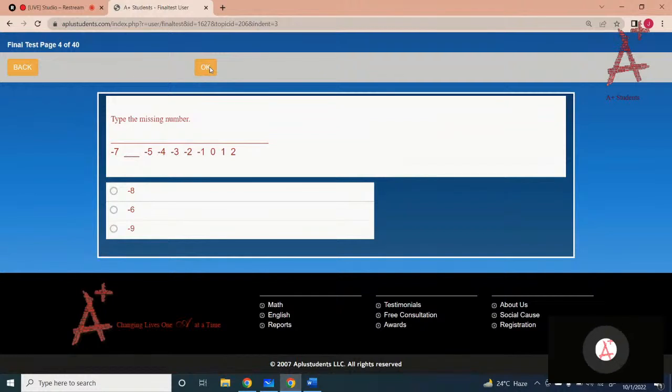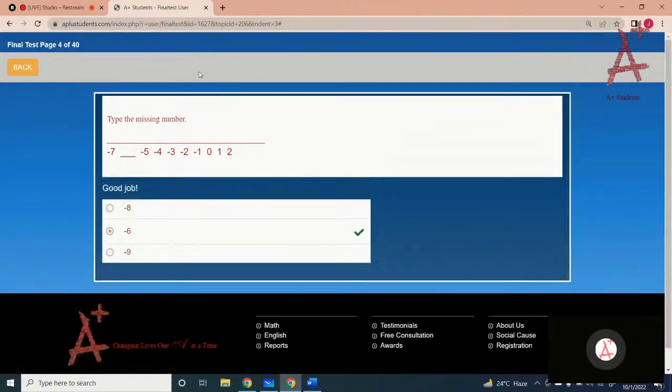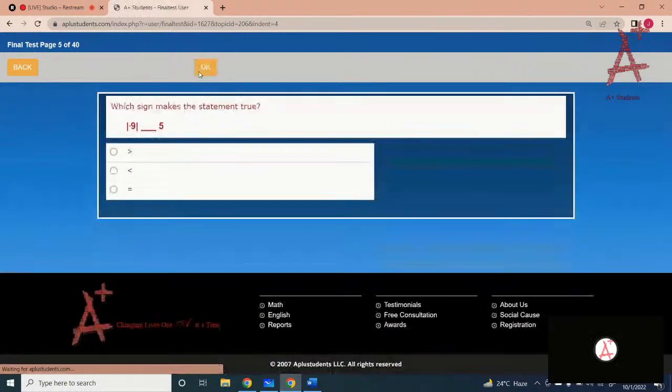Okay, type the missing number. So which number is missing? The numbers are represented on the number line. So which number is in between negative 5 and negative 7? Yes, it is negative 6 because in between 5 and 7 you have 6. So the numbers are on the negative side, so the answer must have a negative sign. Got it?